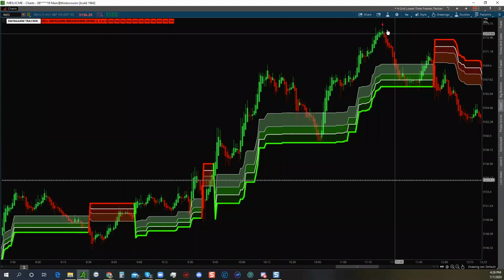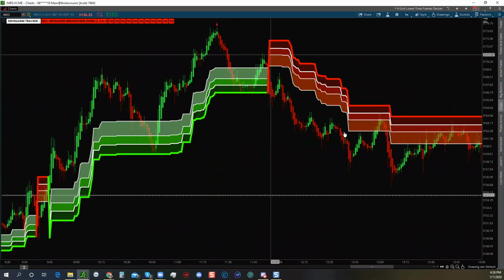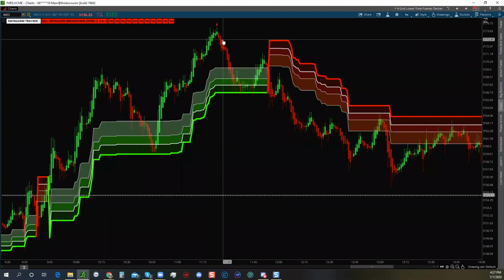And where does it go to? It goes to the swing arm levels. Once it reaches those, it goes in the opposite direction unless it broke the swing arm. The likelihood of breaking it on the first shot is not high. It could happen, it certainly happens, but it's not a high probability unless there is an outside catalyst like a news event that will just pretty much destroy anything. But if nothing like that has occurred, then the swing arm will be respected and price does turn over.